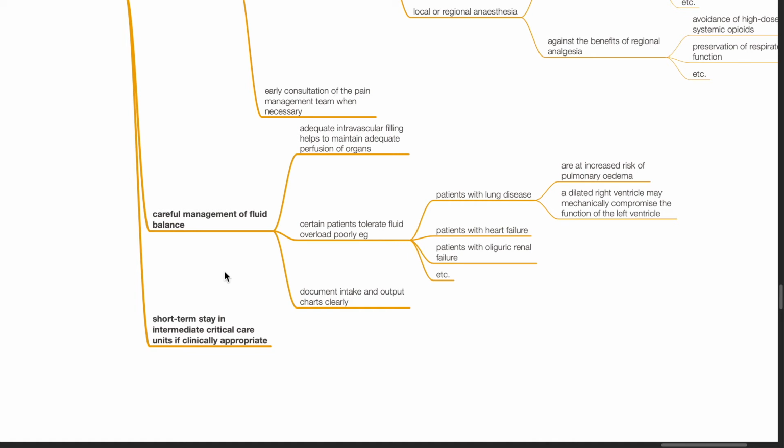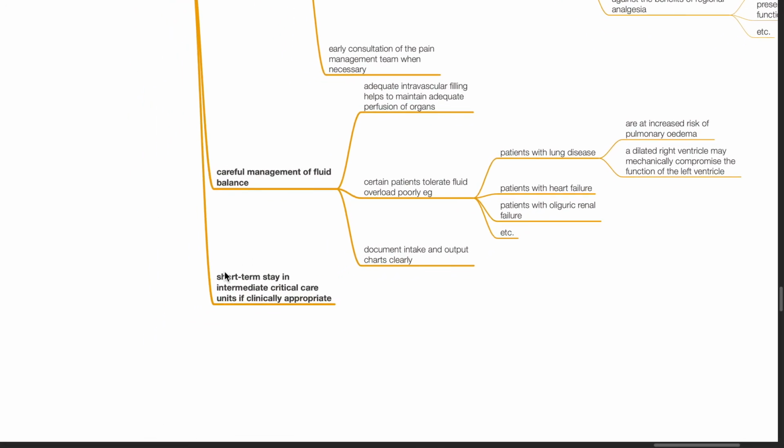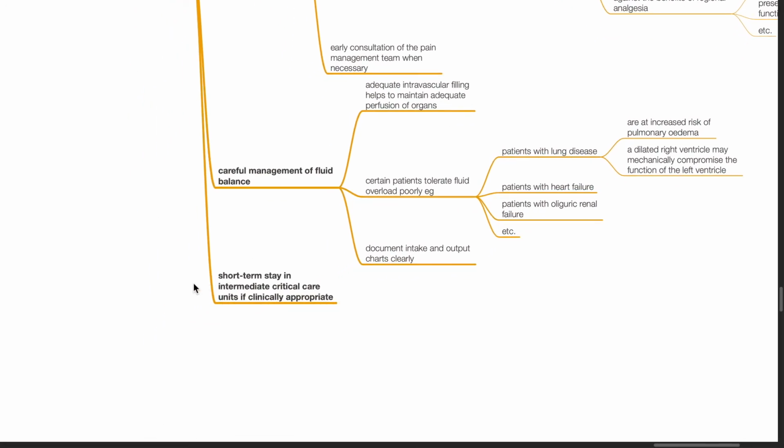A dilated right ventricle due to pulmonary hypertension may mechanically compromise the function of the left ventricle. Patients with heart failure and oliguric renal failure tolerate fluid overload poorly. Document intake and output charts clearly. Consider short-term stay in intermediate critical care units if clinically appropriate.